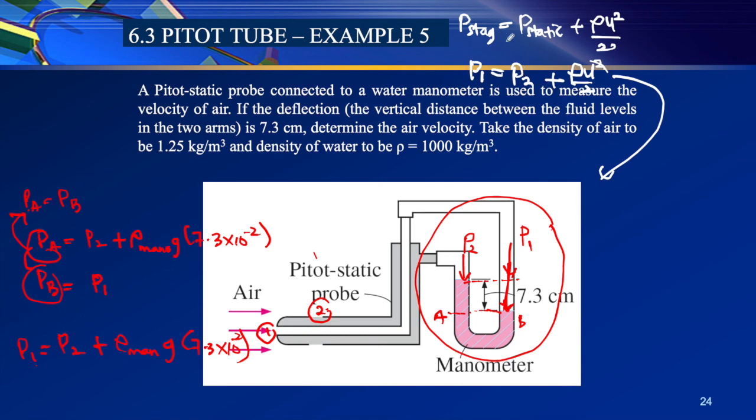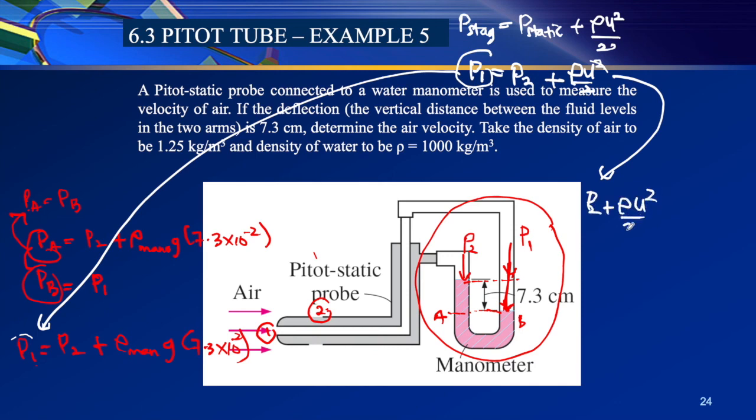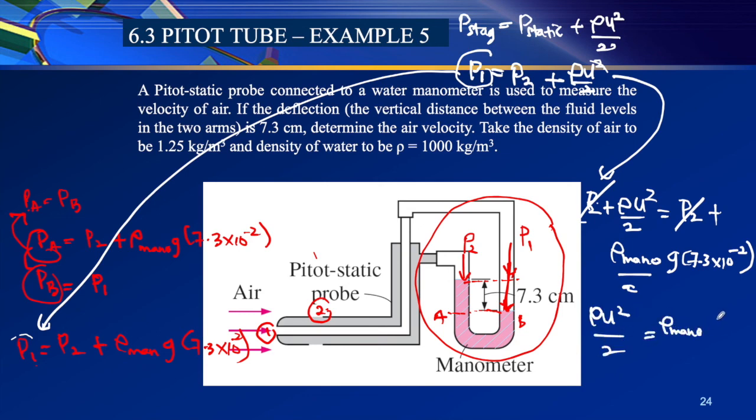Okay. So velocity here is velocity for air. So combine this. We know that P stagnation is P static plus rho u squared over 2, or P1 equal to P2 plus rho u squared over 2. Now, take a look at here. So we have P1, right? So substitute this equation into this. So we will have P2 plus rho u squared over 2 equal to P2 plus rho manometric g times 7.3 times 10 to the power of minus 2. Okay, so we have P2 and P2 here, you can cancel out. So rho u squared over 2 equal to rho manometric g 7.3 times 10 to the power of minus 2.